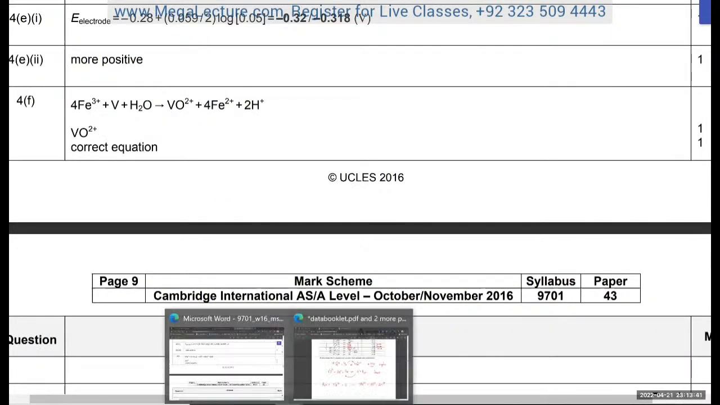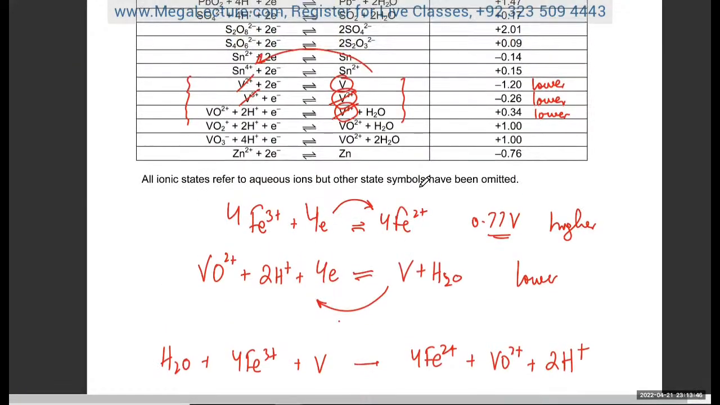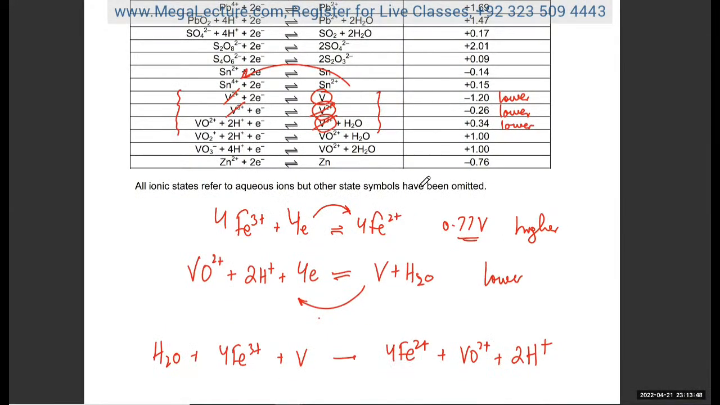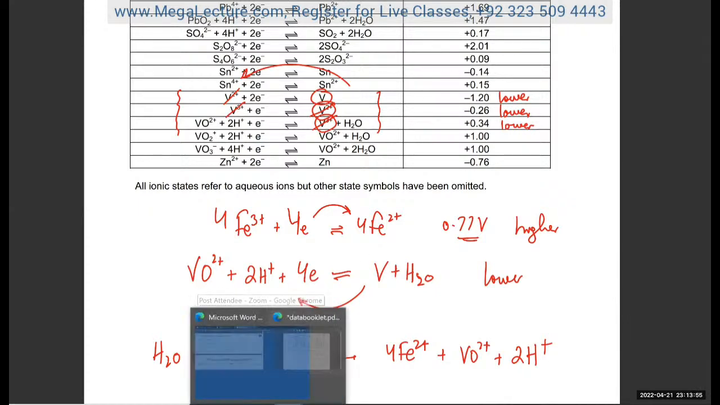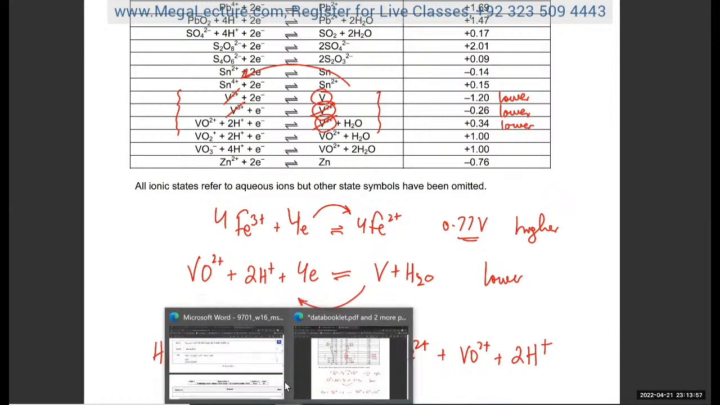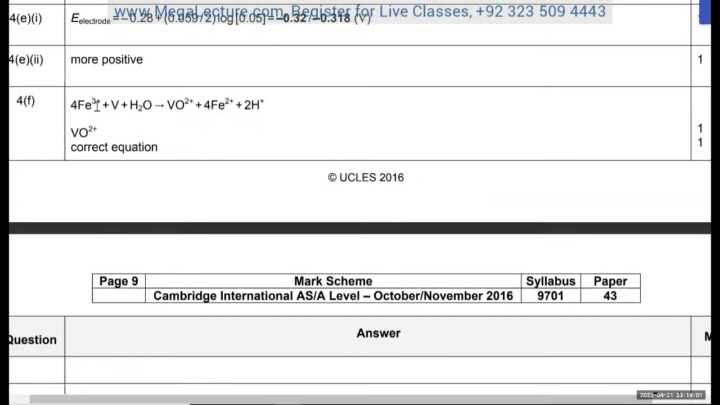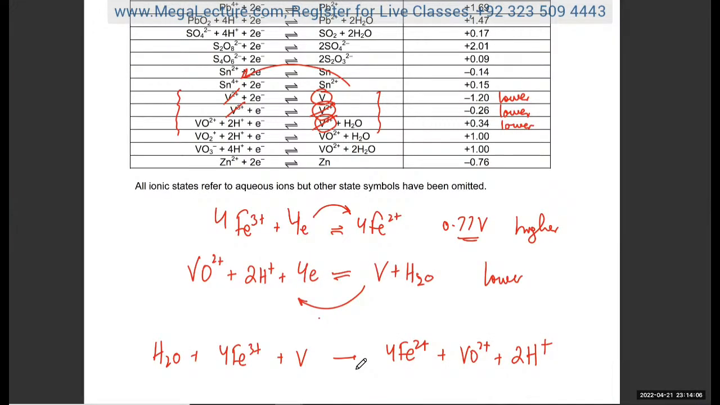Now the problem is that it's just a 2-mark question. You can't waste so much time on it, because the other way it's coming around. There we have 4 electrons. Okay, it's just a 2-mark question. My only problem with this question is how do you do this very quickly?